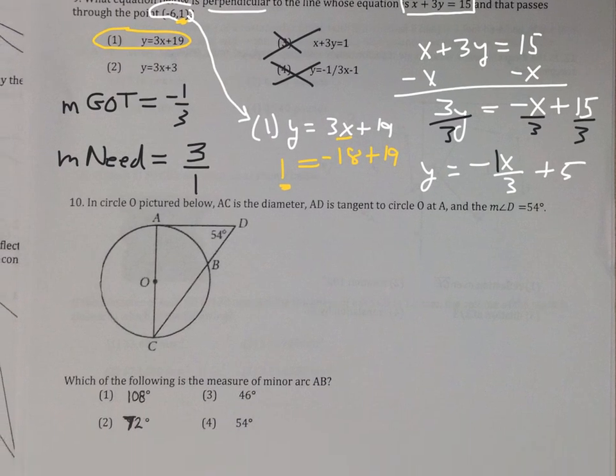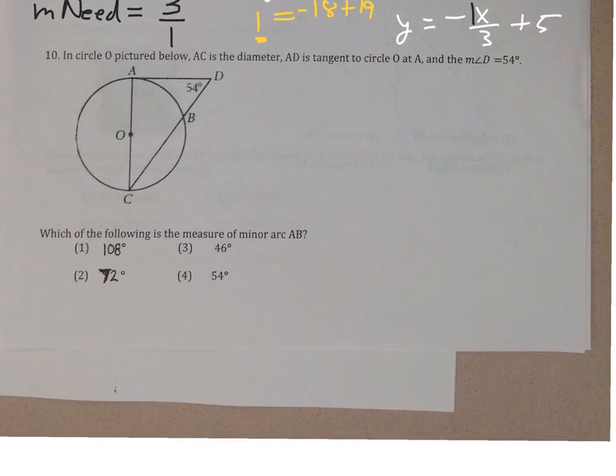Question 10 could be done 2 different ways. Maybe the easiest way is to know that this would be a right angle, since this is a tangent line drawn to the circle.